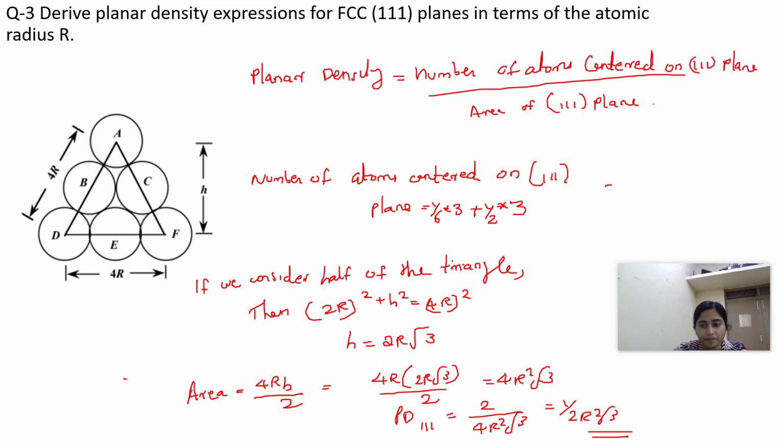Then we have to find the area, which means we have to get it in terms of r. For half of the circle, 2r squared plus h squared is equal to (4r) squared. Then h will be 2r root 2. From there the area will be 4rh by 2, and you can substitute that in the planar density equation. So 1 over 2r squared root 3. That will be the answer.